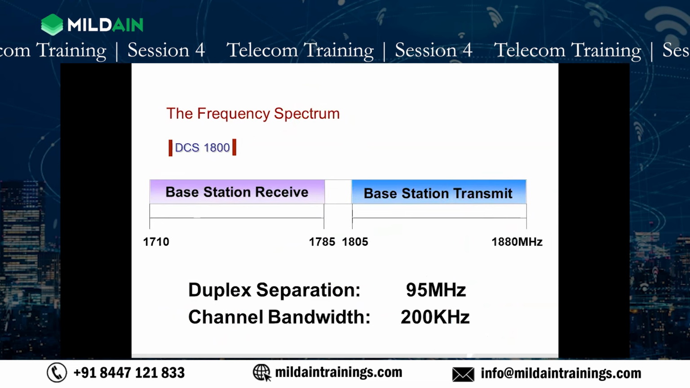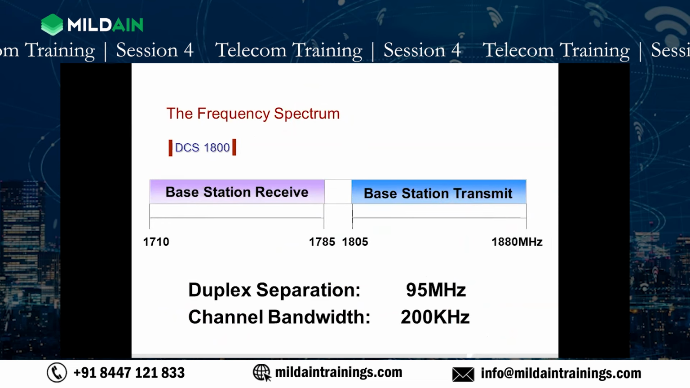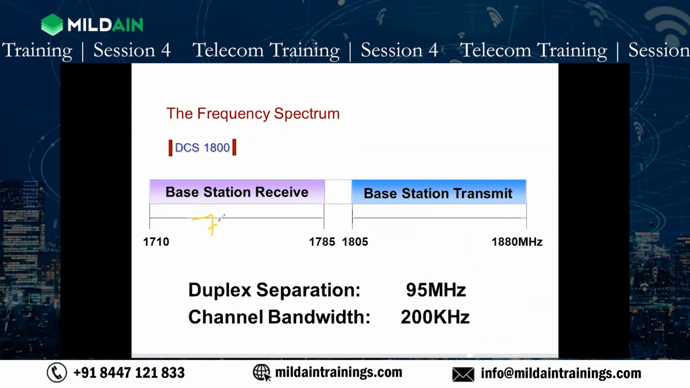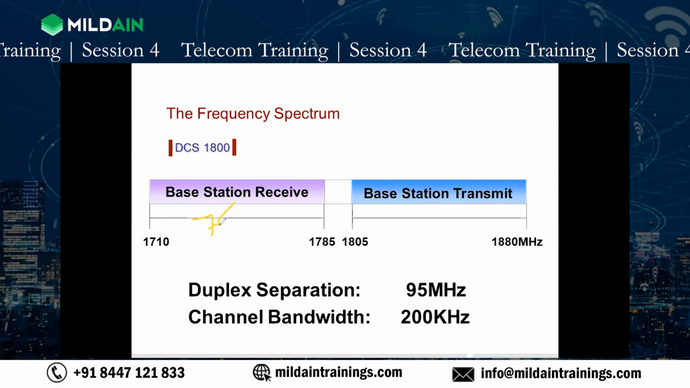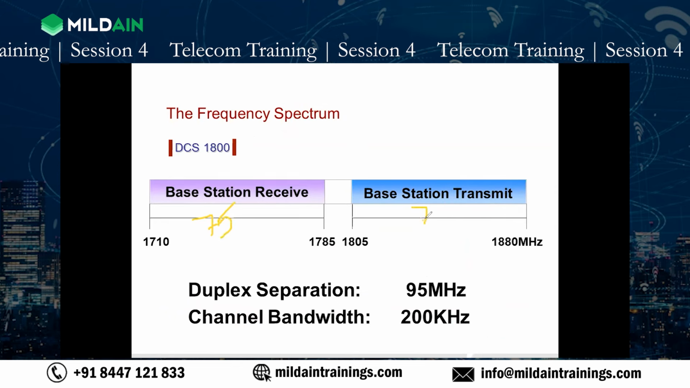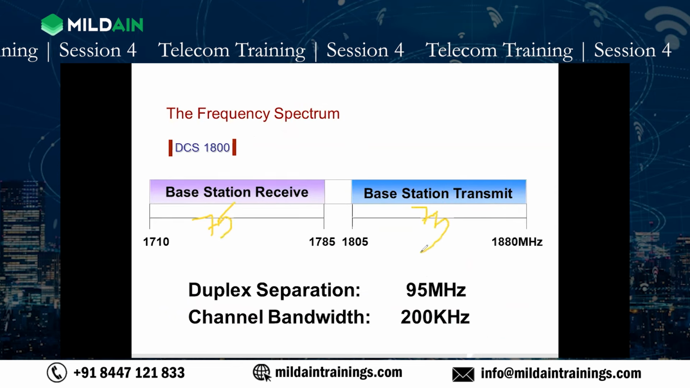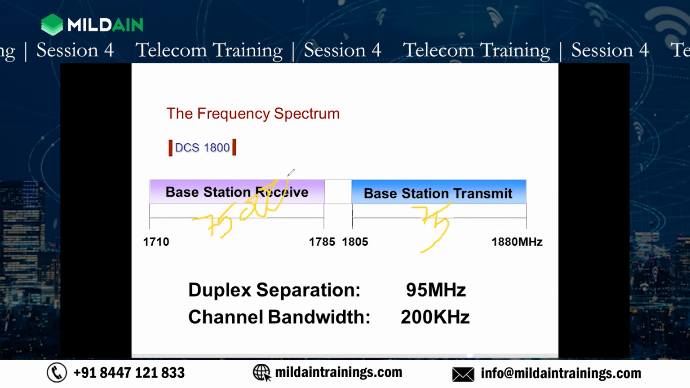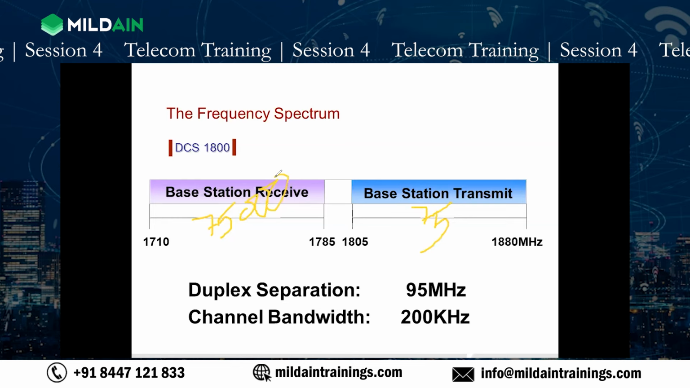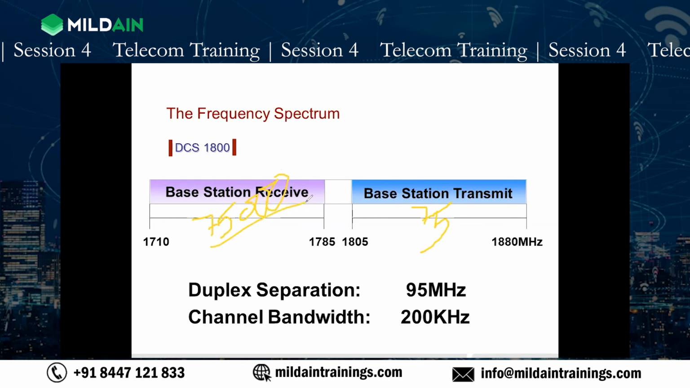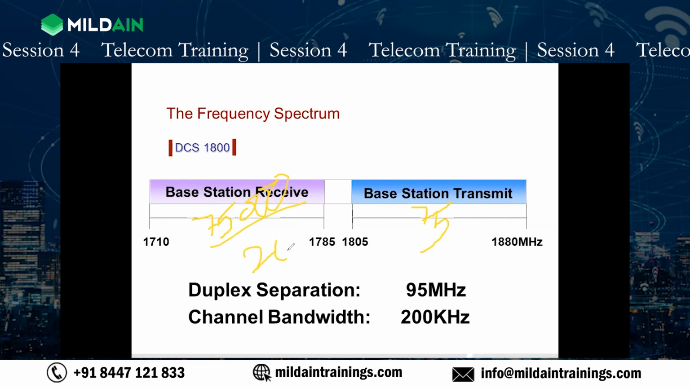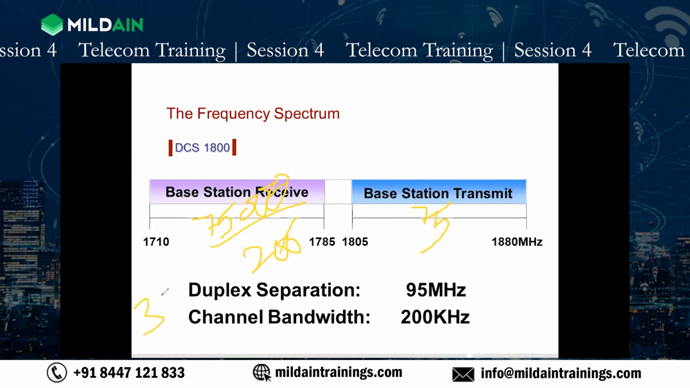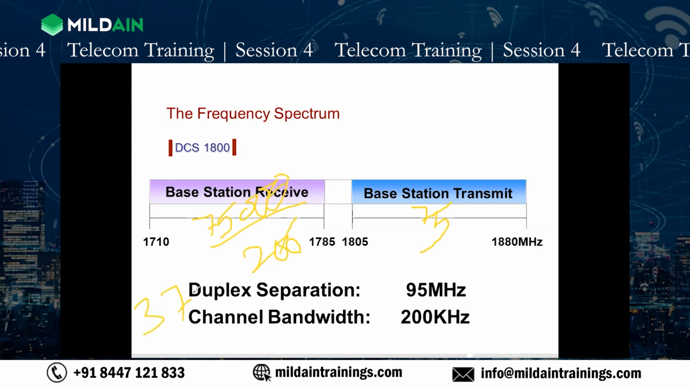Another spectrum came into the picture. That is 1800 megahertz. Here you see this is a 75 megahertz gap, while here it was a 25 difference. If you convert it into kilohertz, it is 25,000, and divide by 200. That gives 375. So earlier 125, now 375 channels.